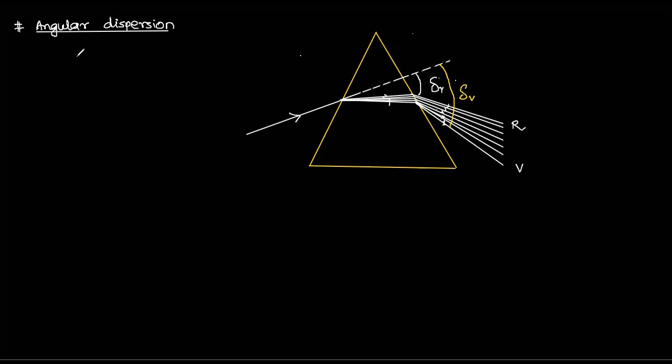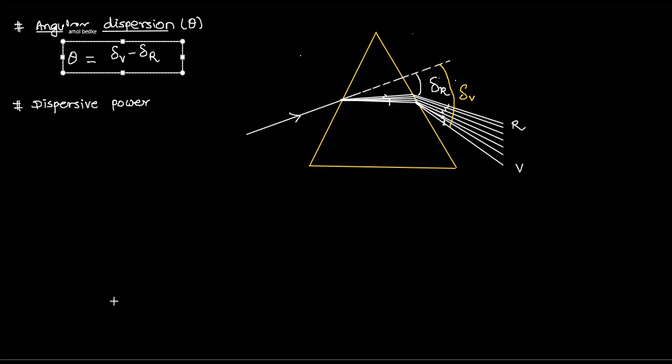So angular dispersion theta is equal to delta V minus delta R. You can keep it here capital R. Okay, this is what angular dispersion. Next one is dispersive power. If we see in this case, what is the dispersive power? This angular dispersion is divided by delta. So you can keep it in a box. Okay. And dispersive power is denoted by omega.